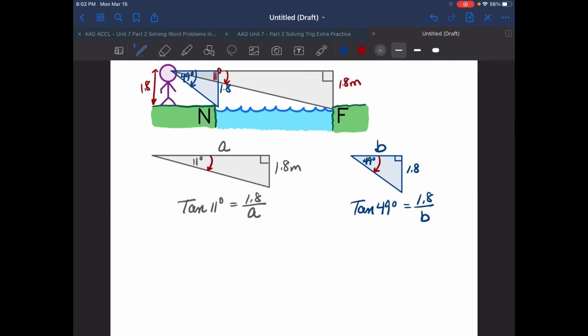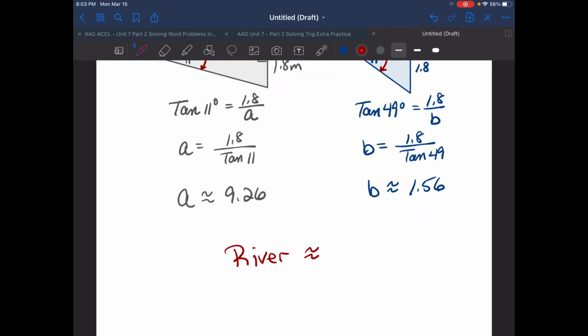After solving each equation, we get A is approximately 9.26, B is approximately 1.56, therefore the river is about 7.7 meters wide.